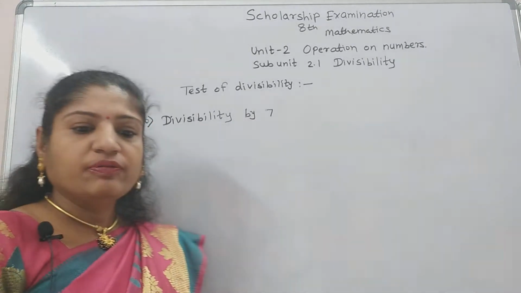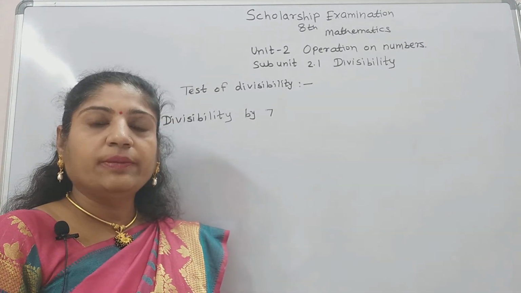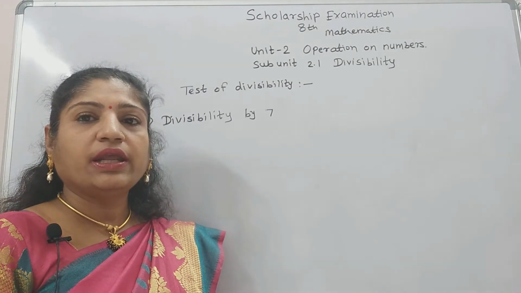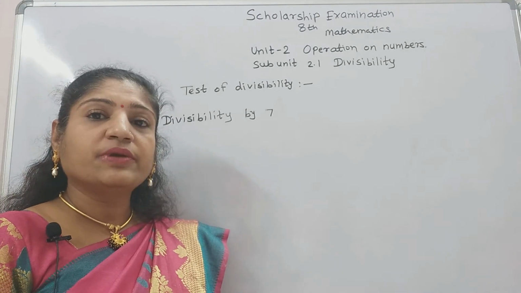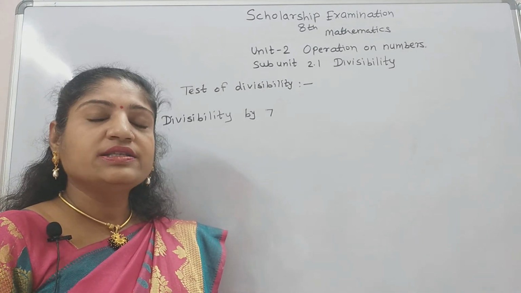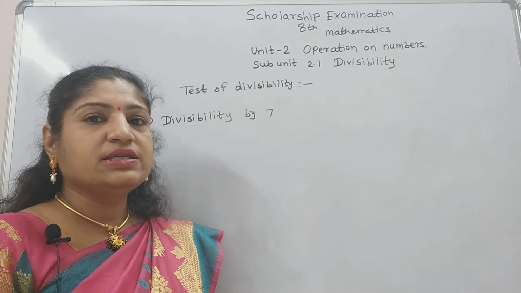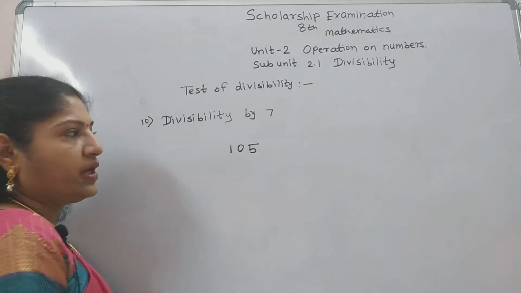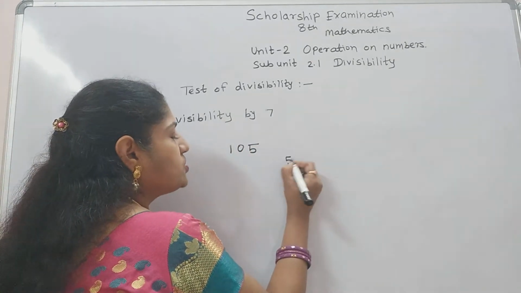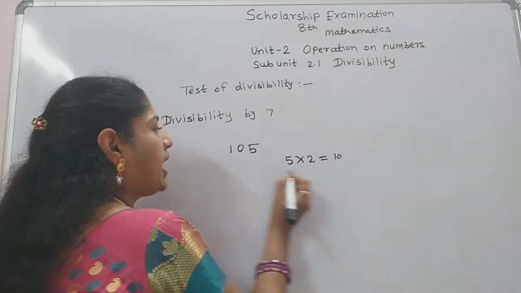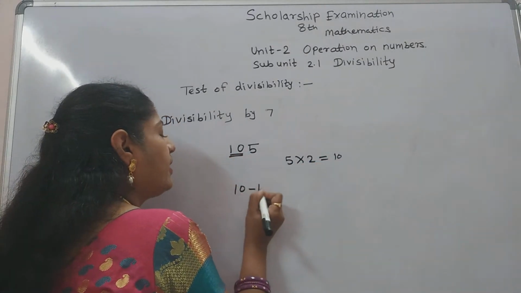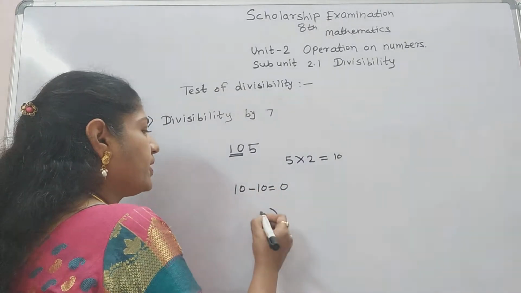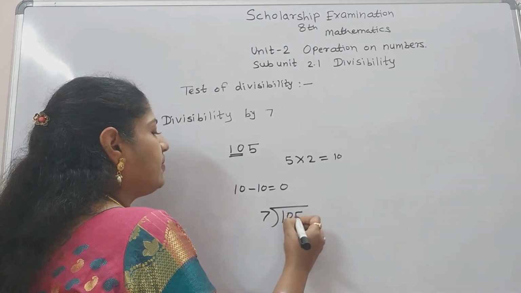Divisibility by 7: if the double of the unit place digit is subtracted from the remaining digits, and the result is 0 or a multiple of 7, then the number is divisible by 7. For example, I take the number 105. The unit place is 5. 5 doubled is 5 into 2, 10. The remaining number is also 10. 10 minus 10 is 0. The subtraction is 0, so this number is completely divisible by 7.